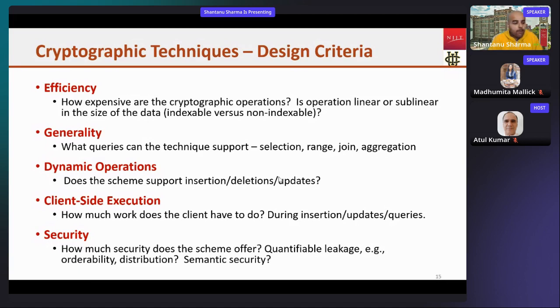Before I move forward, is there any question? Because I cannot see anything here on my window. Shantanu, till now there are no questions. If there are, I will pose them to you. Okay. So I continue from here.